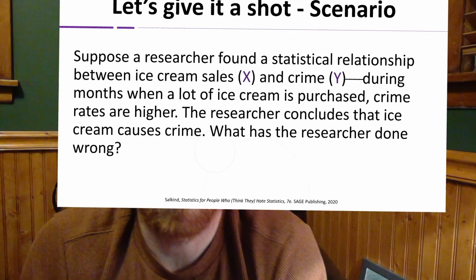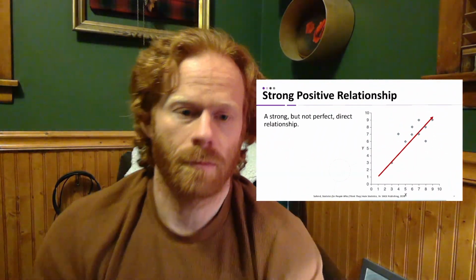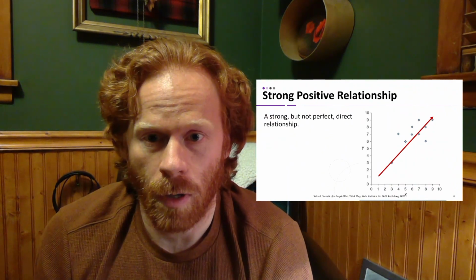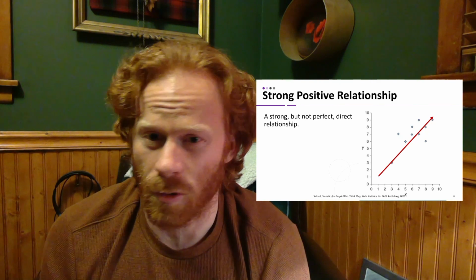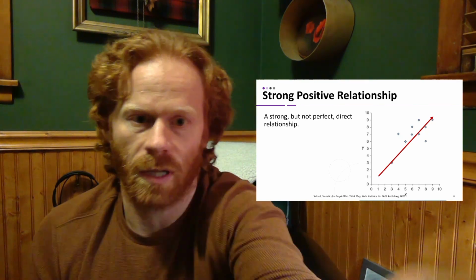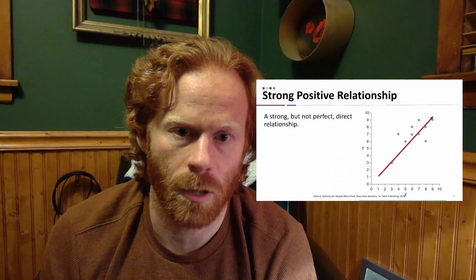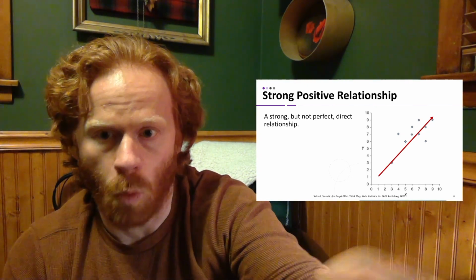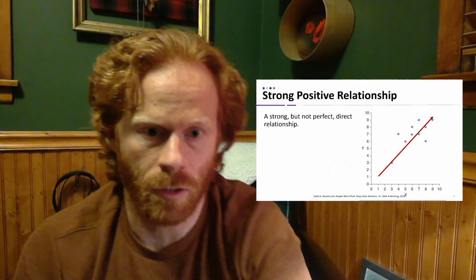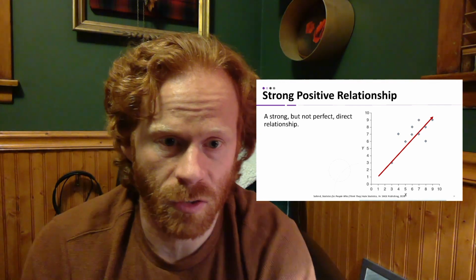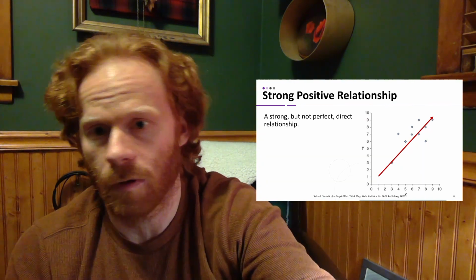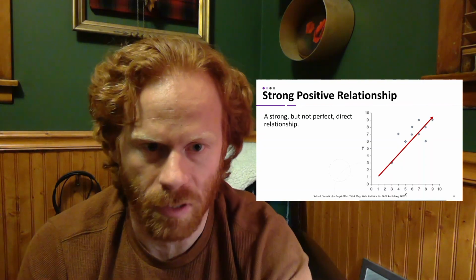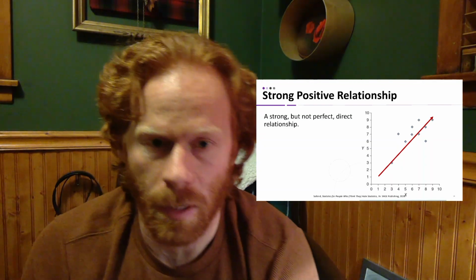So, the answer is probably a lot. The answer is obviously connected to what we've just been talking about, right? He attributed causation where there's really just correlation. So he's saying that there's a strong positive relationship between X, which is ice cream consumption, and Y, which would be crime in this situation. The more ice cream that's consumed, as X increases, as the number of people consuming ice cream increases, the number of sales, whatever it is, increases, then the number of crimes increases as well.